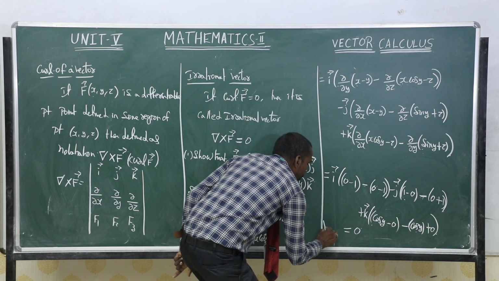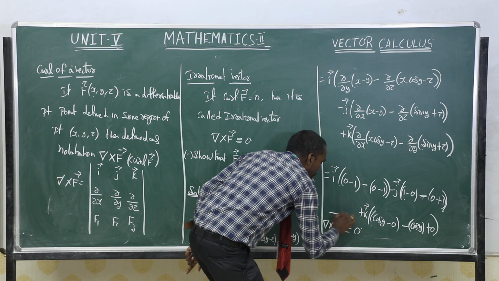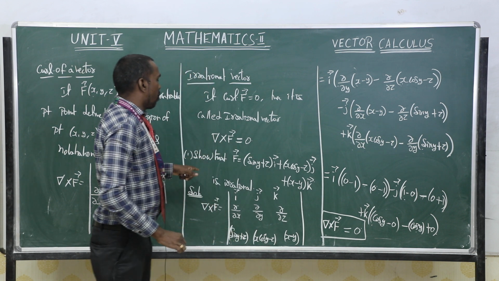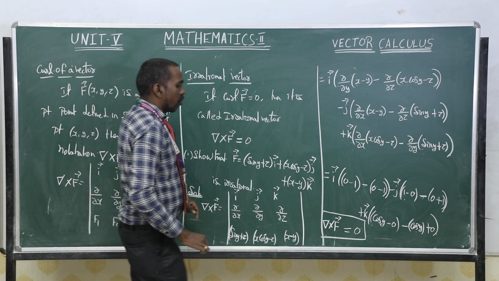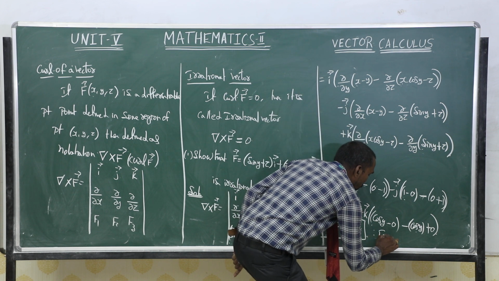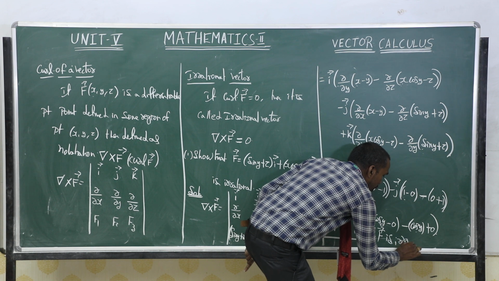So what do we get? Del cross F vector equals 0. Then automatically F vector is irrotational. We had to prove it is irrotational, and we proved it because del cross F vector is 0. Therefore F vector is irrotational.